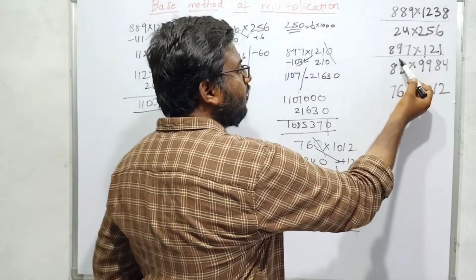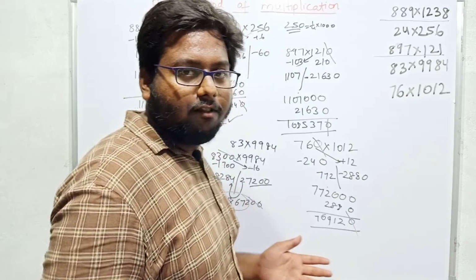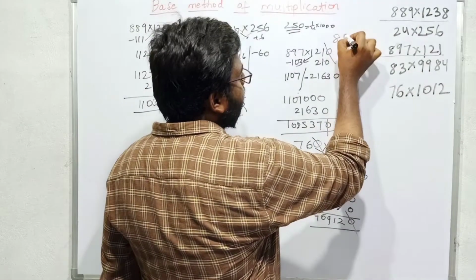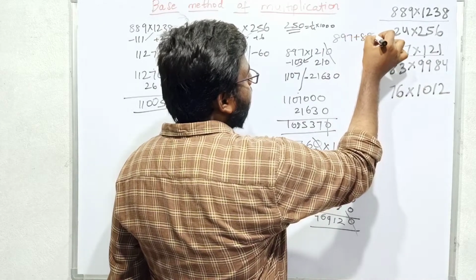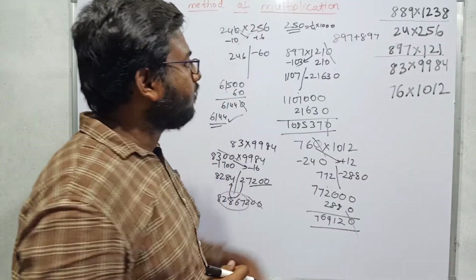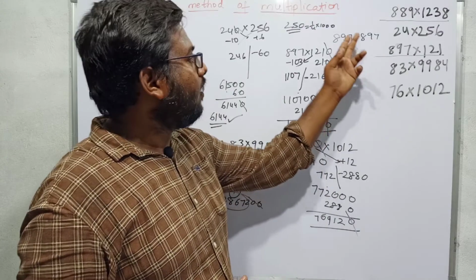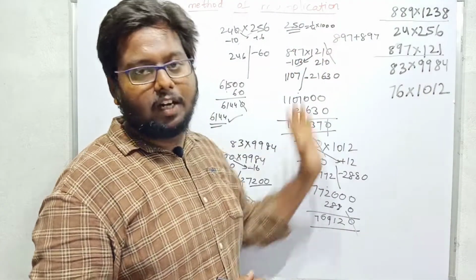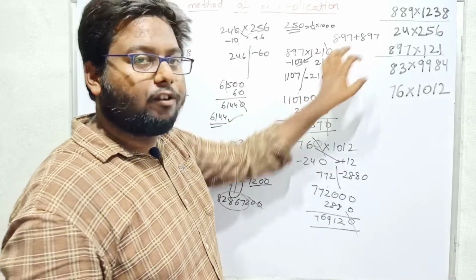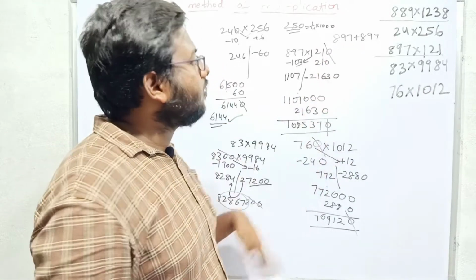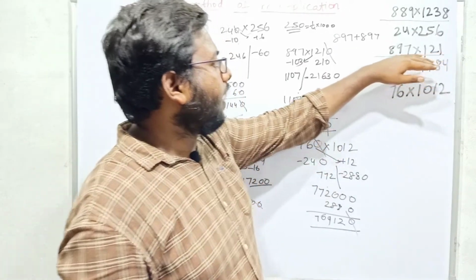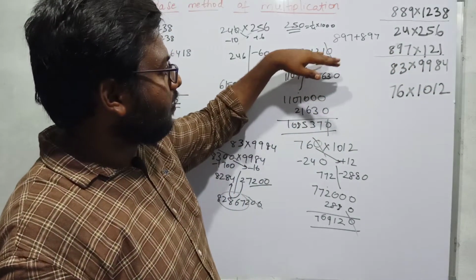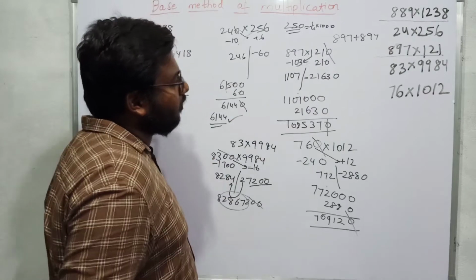And if I have to calculate 897 into 2, I can calculate it speedily as 1794, because I will see 897 into 2 as 897 plus 897. 89 plus 89 is 178, 179 beside 4. And if you want to know this, if you watch my first video, you will get full clarity about this. Then I will write 897, 1794, 897. I will add and I will get this result very quickly.